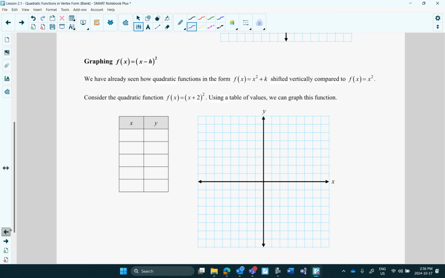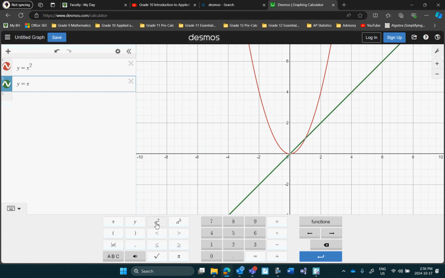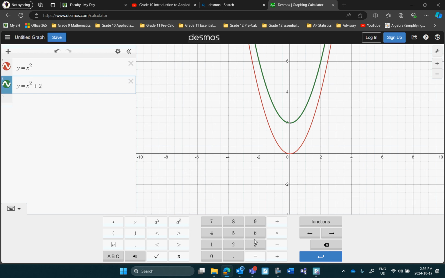So let's have a look again at Desmos. So we've got x squared. I'm going to get rid of this one. What was the one we want? x squared plus 2. Okay, so y equals x squared plus 2. Oops, no, not like that. Sorry, my mistake. I got to get rid of this. It's x, parentheses, plus 2. There.